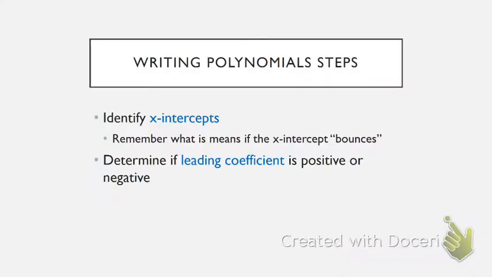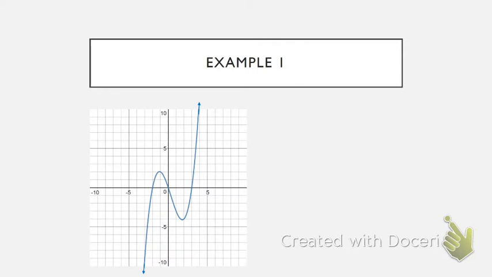So if you're a steps kind of person, the steps I'm going to be using is I'm going to identify the x-intercepts. So I'm going to look at the graph and identify the x-intercepts or zeros or roots, whatever word the problem uses. And we also need to remember when I'm identifying the x-intercepts what it means if the x-intercept, quote-unquote, bounces off the axis. And then we need to determine is the leading coefficient of the equation positive or negative. Alright, so we're going to have two examples in this video.